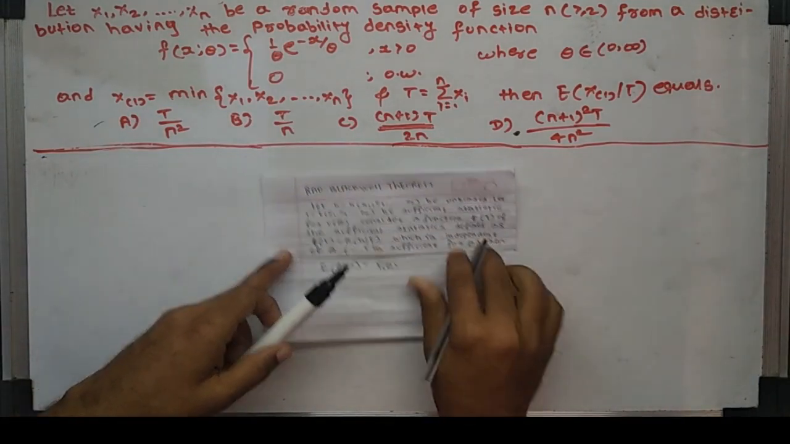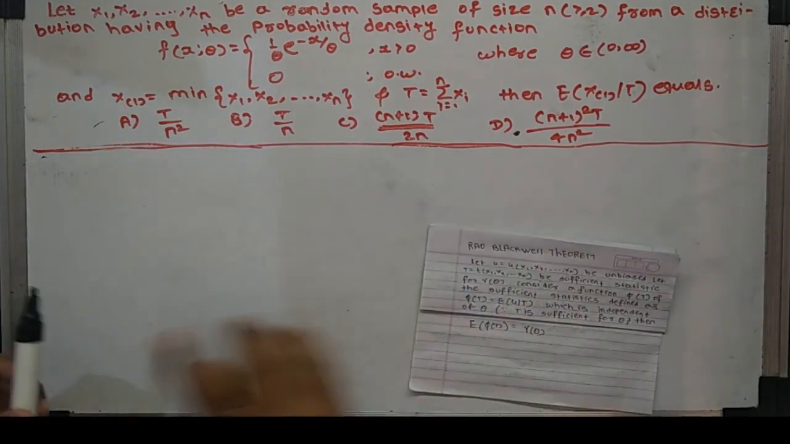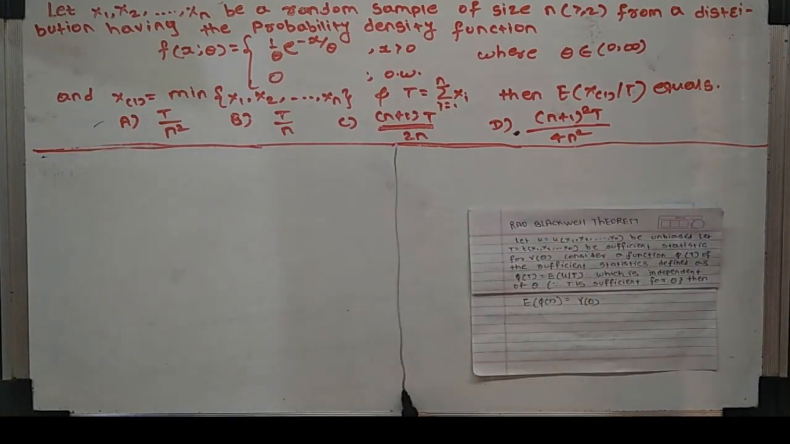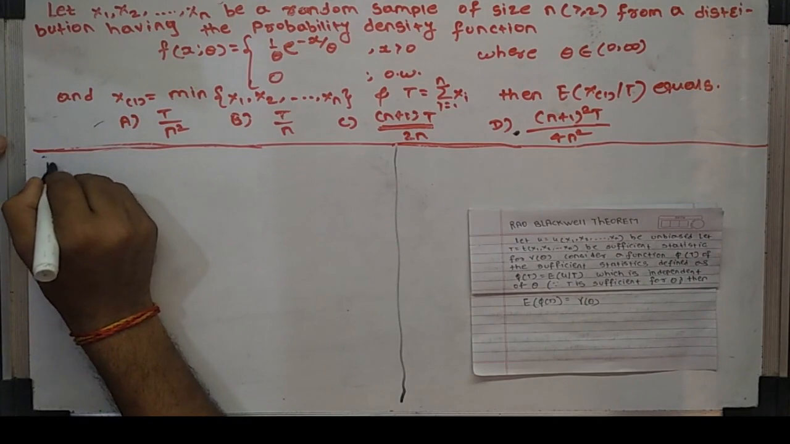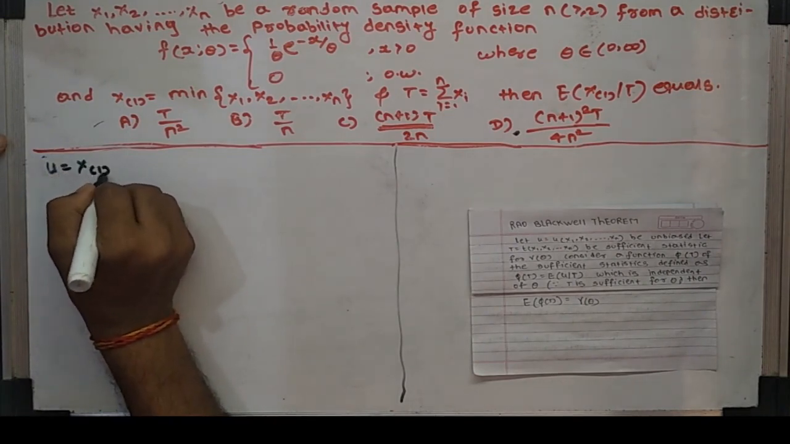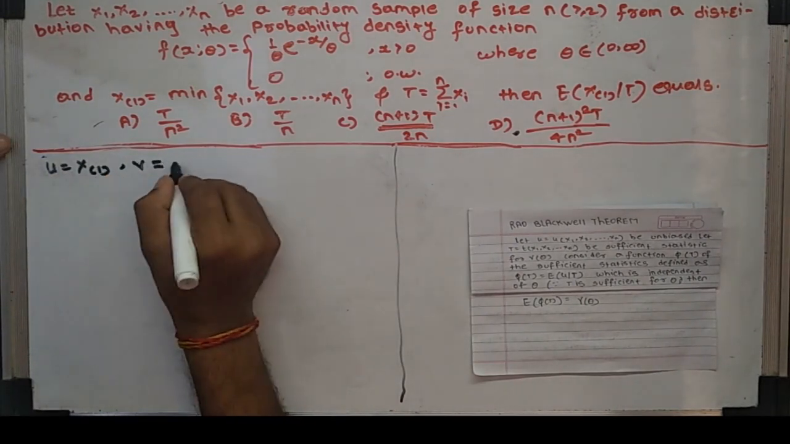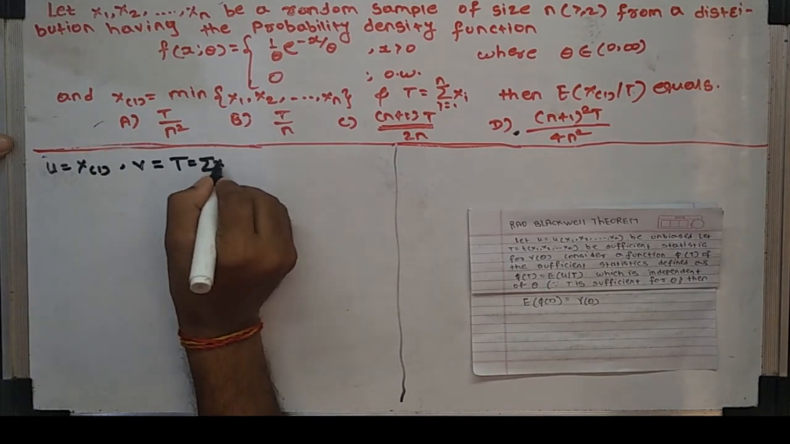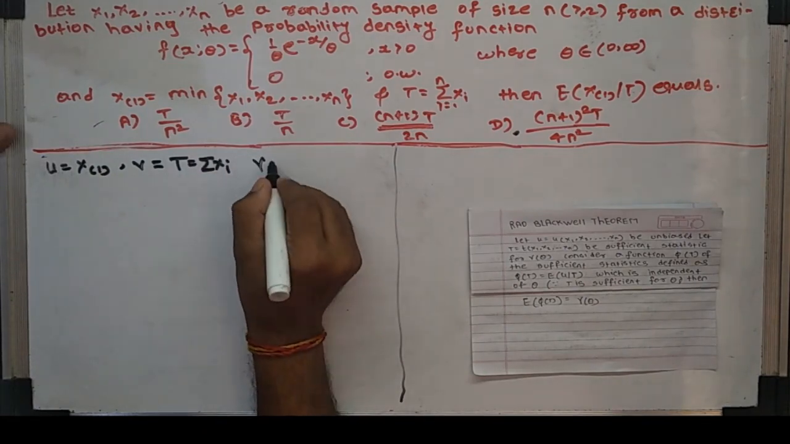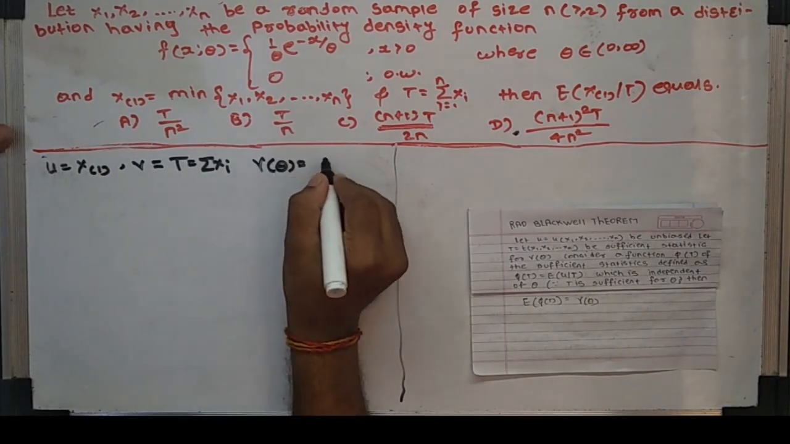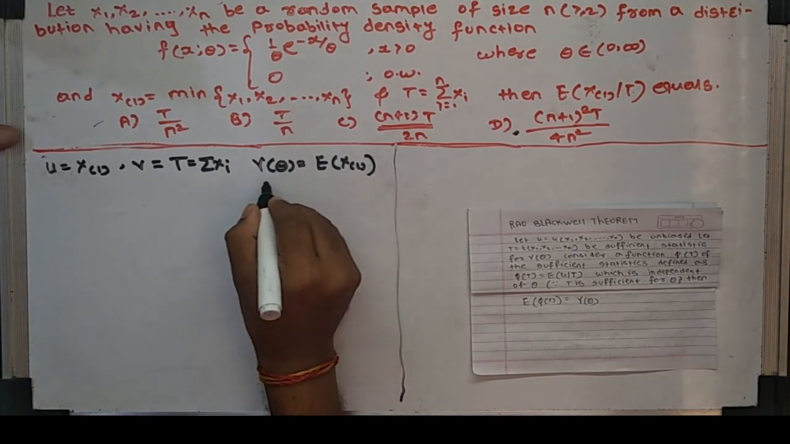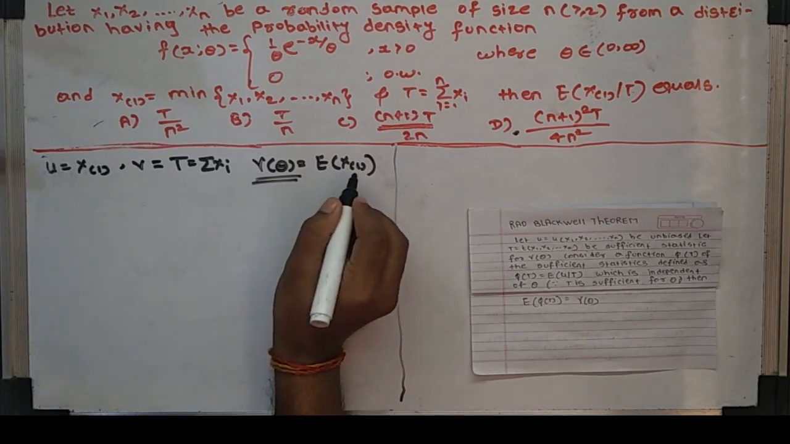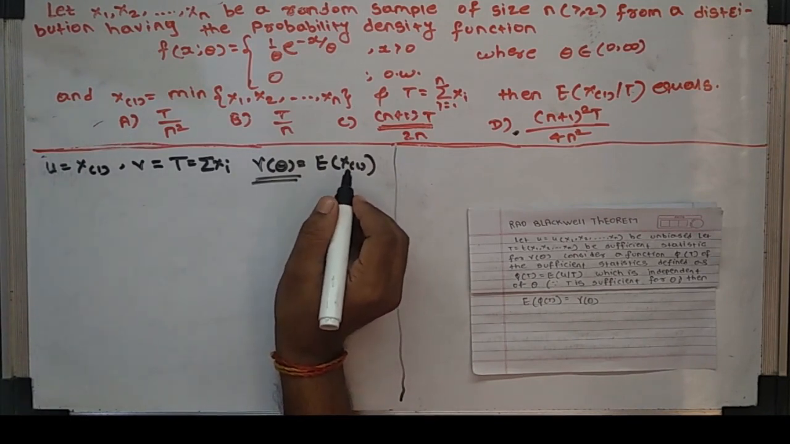Here we need to define in the problem which is U and which is T. Therefore here U equals X(1), T equals the summation of xi, and gamma of theta is equal to the expectation of X(1). Here we need to find gamma of theta, that is the expectation of X(1).